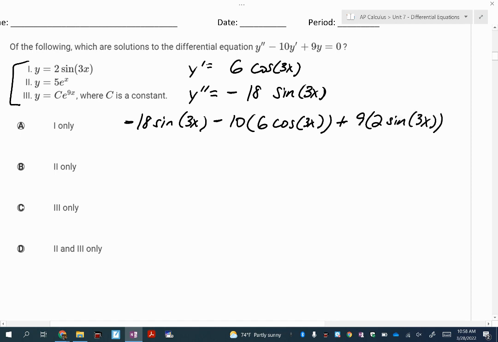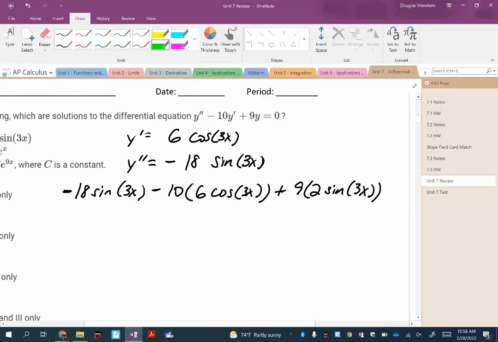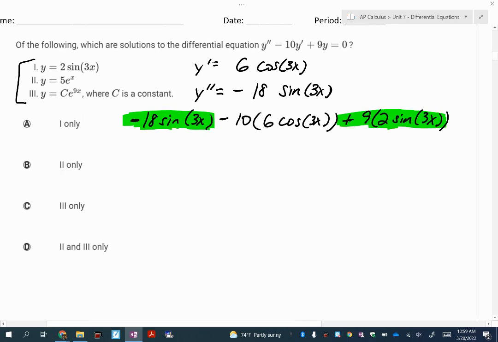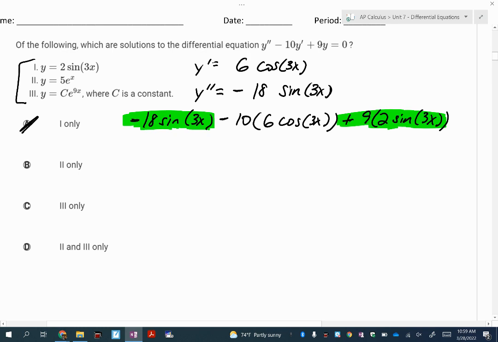Now, I could do more expanding here, but I think what you should notice is the signs are going to cross out. This term on the right side here, I'll highlight it. This term right here is going to make positive 18 times the sine of 3x, which is going to make 0 with this. Unfortunately, the middle term, negative 60 times the cosine of 3x, is not going to be 0. So number 1 is not going to be true for the solution. So let's try number 2, or the second function.